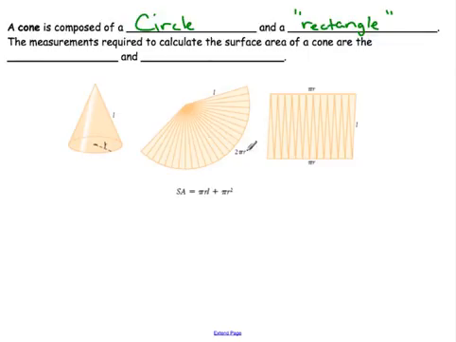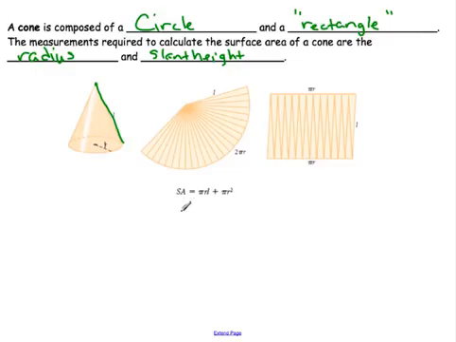The measurements that we're going to need to know here, again, the radius, so we can calculate the area of the circle. And then secondly, we'll need to know the slant height, which we also called the lateral height last time. Remember, if this was a cone-shaped mountain, it'd be the distance that you would slide down the side. It's the lateral height.